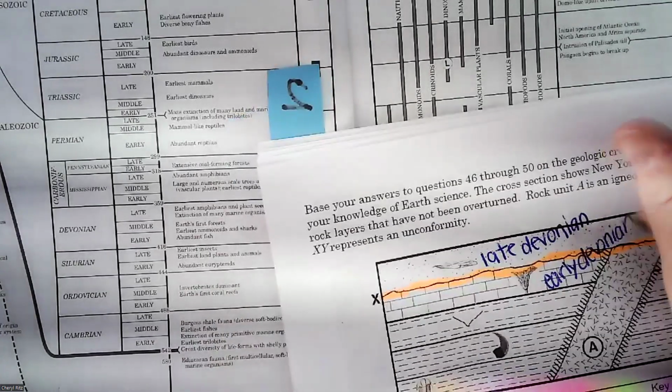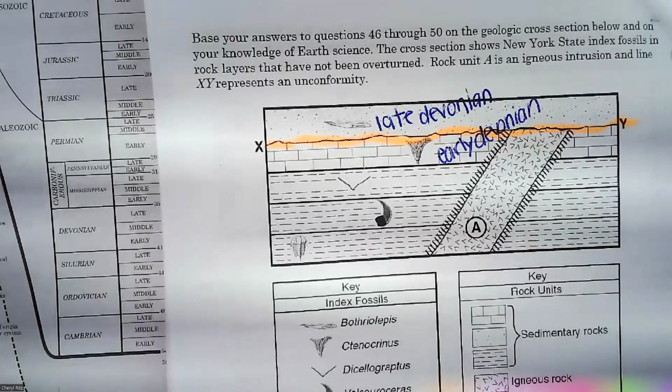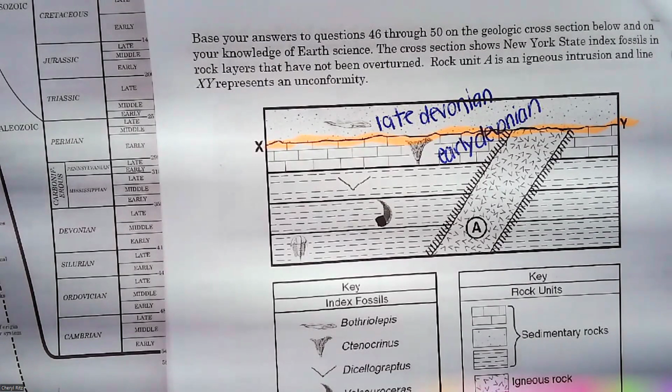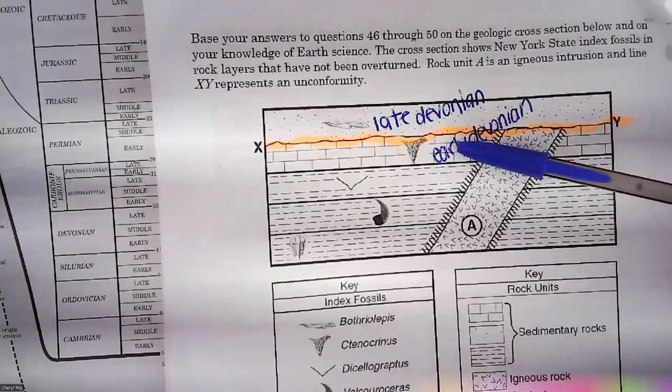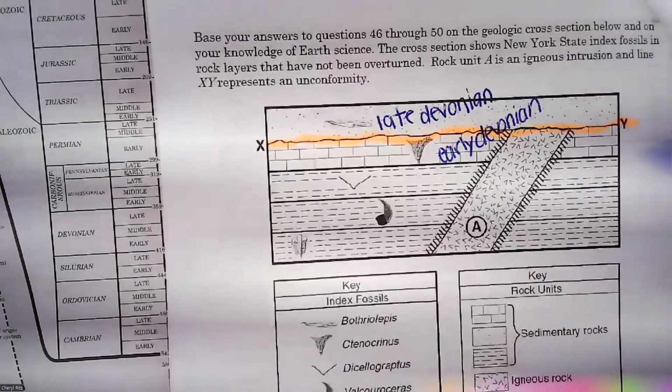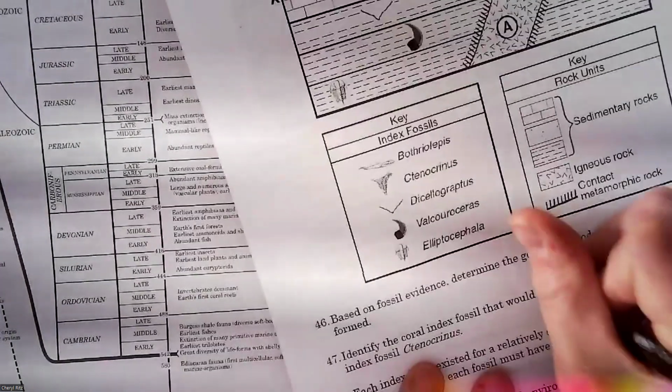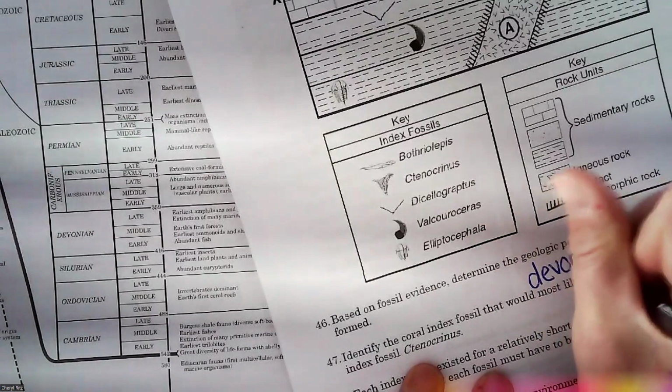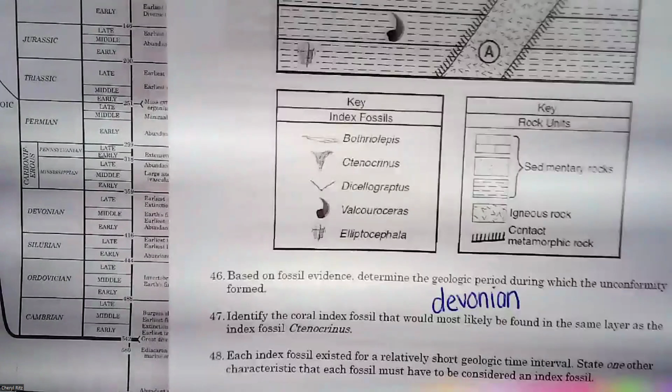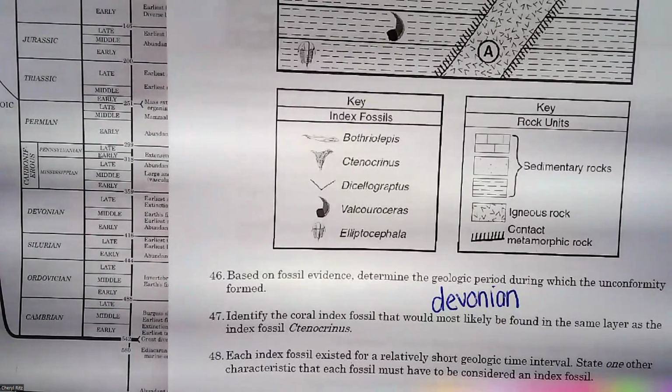So to answer the question, during which period did that unconformity happen? When could it have been? How do I answer that? What period then did that middle thing have to have happened? Thank you, Devonian. If this happened during the Devonian and that happened during the Devonian, something in between it would have also had to be during the Devonian. All right, answer 47 through 50, please.